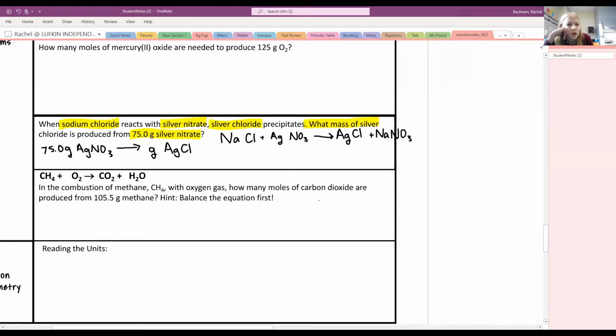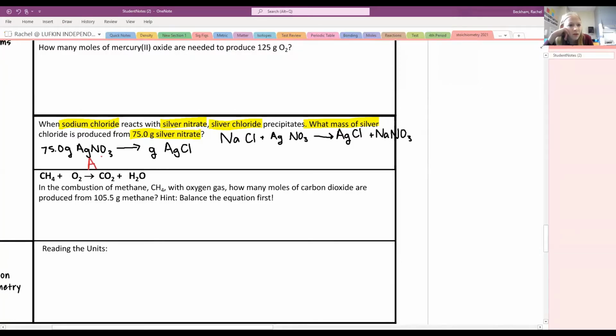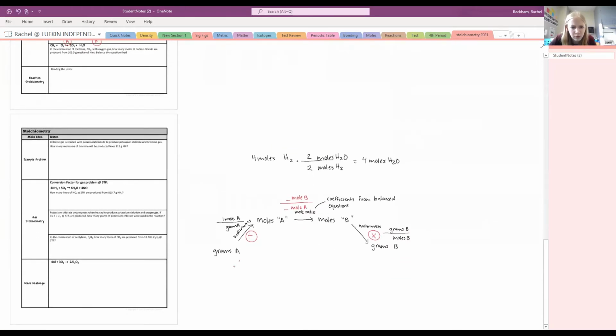Okay, so we're starting with grams of AgNO3. So do you see how that is our A? Basically, whatever you're starting with is your A. And this is our B, right? So when we're on our mole map, we're trying to get from grams of A, right here. We are right here.